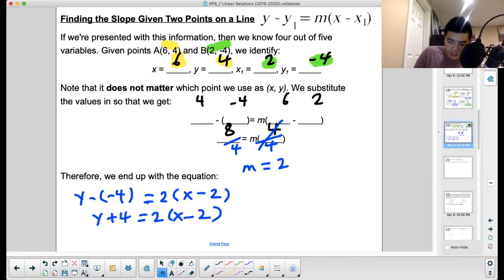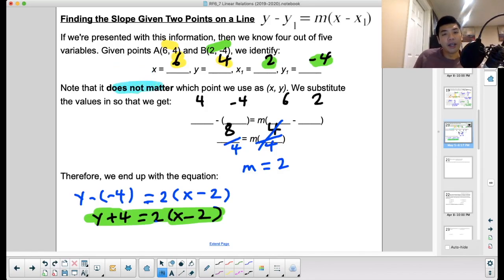And that would be my linear equation that has a slope of 2, and it goes through the point 2, negative 4. So that goes through that point there in the green, 2, negative 4. Okay, so going back to this idea of how do we know which one is which? Again, I said it doesn't matter. Now, how do I prove to you guys that it does not matter?